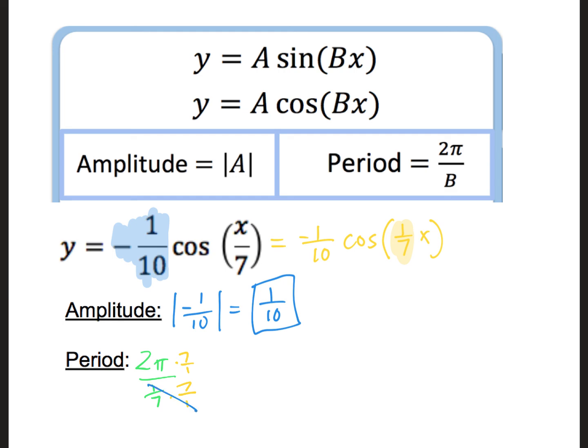When I do that, the denominators cancel, you're just left with 1. 2 pi times 7 is 14 pi. Technically, it's divided by 1, which will give you 14 pi as your final answer. So that is your final answer.